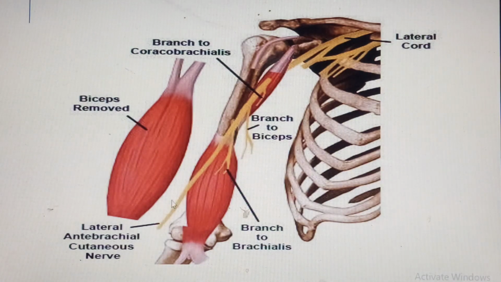But one thing again which you should know is that after the musculocutaneous nerve has finished giving this motor supply, it continues as a cutaneous nerve. So it becomes the lateral cutaneous nerve of the forearm. So please get to know that.